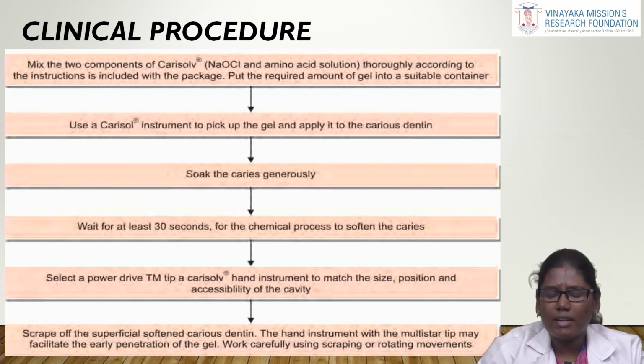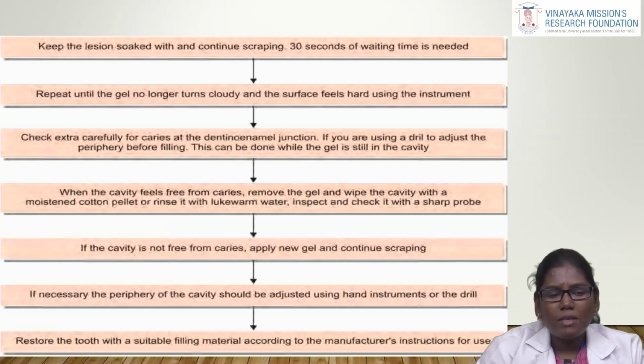Next, we have to select a suitable hand instrument that matches the size, position and accessibility of the cavity. After selecting, scrape the superficial softened caries dentin. The hand instrument most advised is a multi-star tipped instrument, which may facilitate the early penetration of the gel, and work carefully using scraping or rotating movements. Then keep the lesion soaked for another 30 seconds if any cloudy surface is still present on the cavity. Repeat until it no longer turns cloudy and the surface feels hard using the hand instruments. While checking with the hand instruments, the cavity should not be cloudy and the surface needs to feel hard.